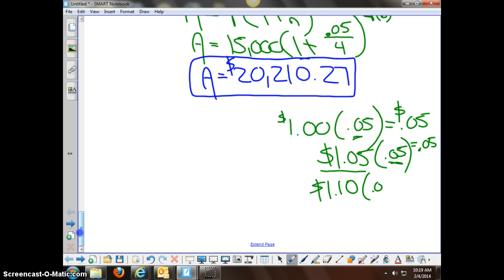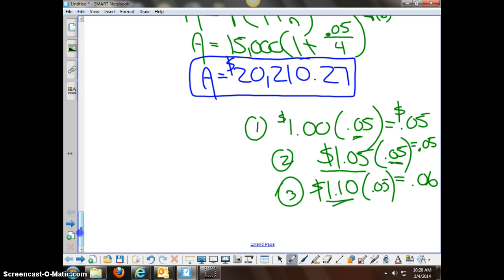I'm going to multiply it by 0.05. Does that give us a different amount? 6. Yeah, now I'm getting 6 cents. So on my third year, this is year number 1, this is year number 2. On my third year, because my interest is being added to my principal, I'm actually going to earn 6 cents on my third year as opposed to 5 cents my first and second year.